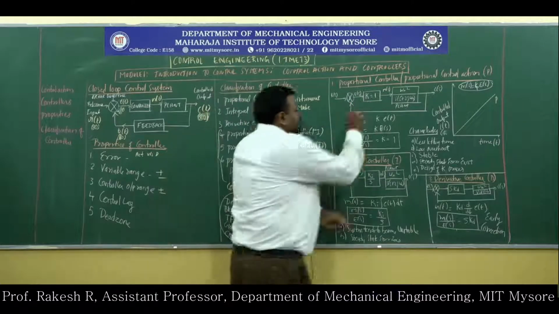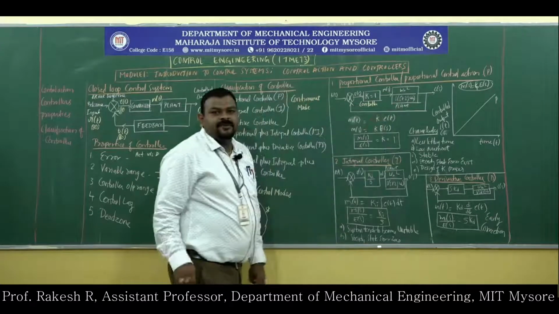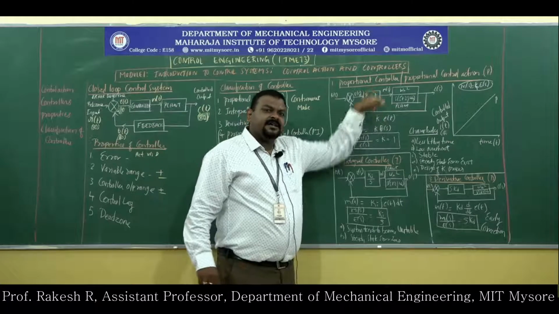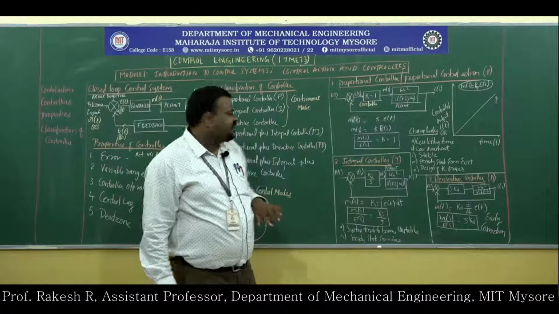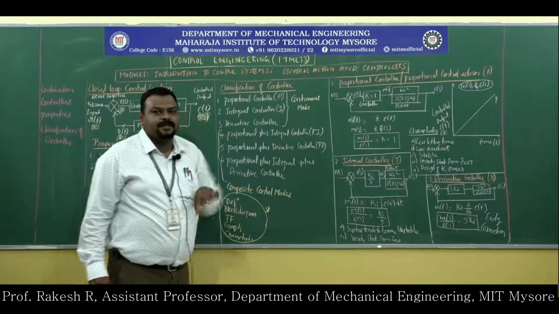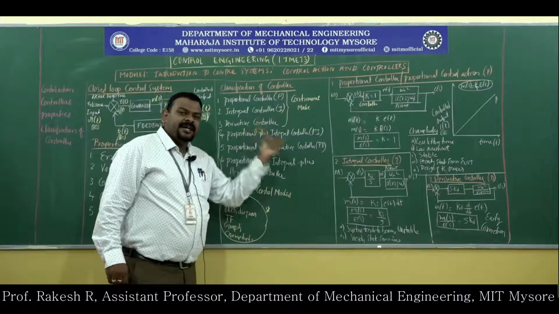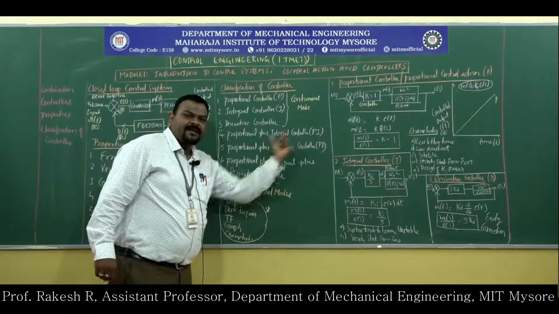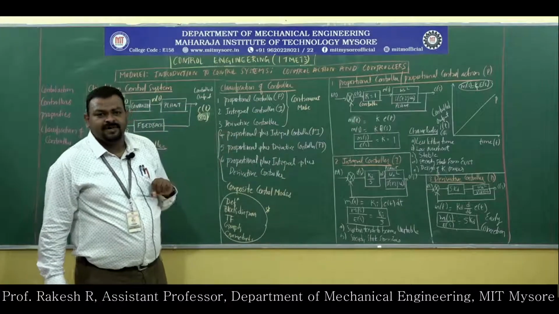Generally, this is a controller and this is a plant. If it is proportional, the constant K is equal to 1. If it is integral, integral of the error signal. If it is derivative, derivative of the error signal. If it is proportional plus integral, it is proportional plus integral of the error signal. If it is proportional plus derivative, proportional plus derivative of the error signal. If it is all, proportional plus integral plus derivative of the signal. So this is how you have to write the definition of the controller.